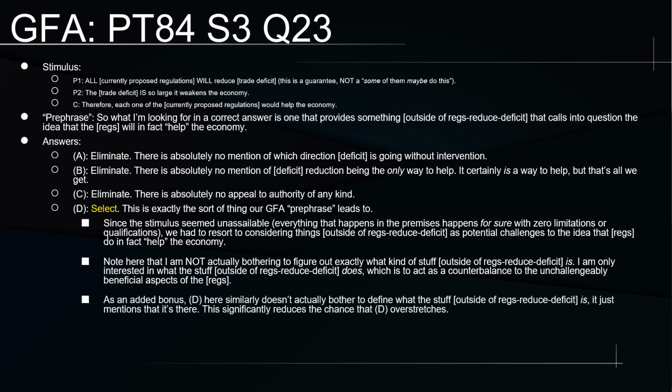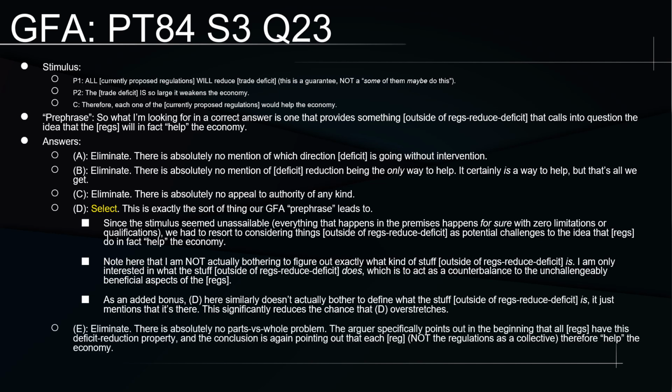And as an added bonus, D similarly doesn't bother to define what that outside information actually is. It just mentions that it's there. And that significantly reduces the chance that D overstretches. So, as D says, the argument literally fails to consider the possibility that one effect of a regulation, the effect that we know regulations have, weakening the economy, will be offset by other effects. They don't tell us what those other effects are, and that actually makes it better. It's not going out on a limb. It's reducing the possibility of error, in my opinion.